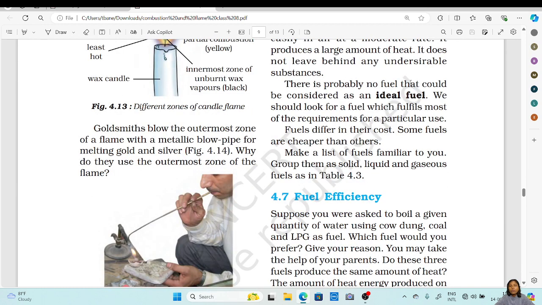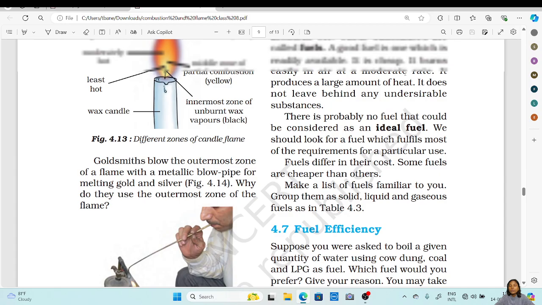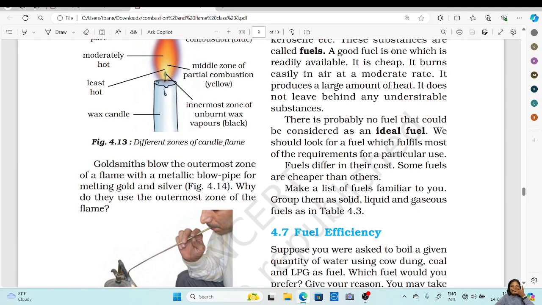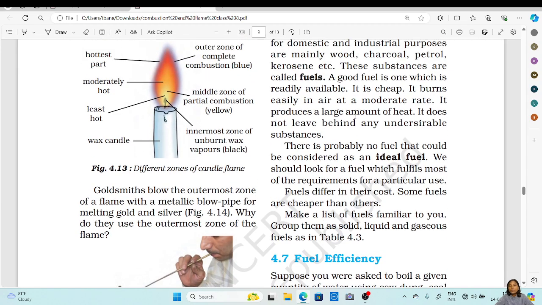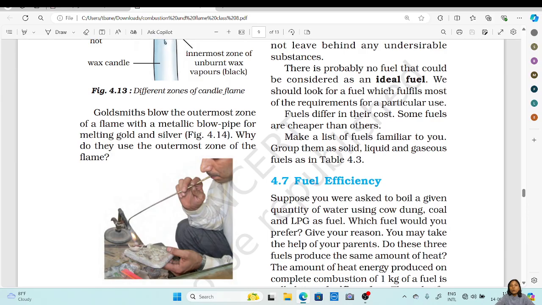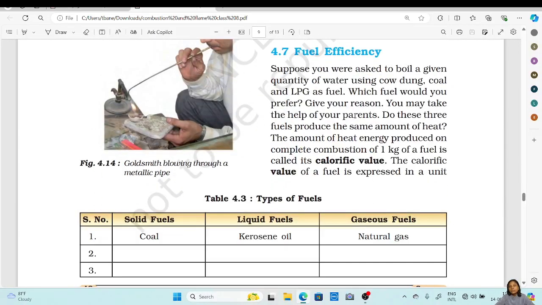There is probably no fuel that could be considered an ideal fuel. We should look for a fuel which fulfills most of the requirements for a particular use. Now, these are all the properties of an ideal fuel, but you won't find them in all the fuels. So we have to see, based on the type of substance we are burning, what characteristics we need. In that case only can we term it a good fuel. An ideal fuel is not possible to be found.